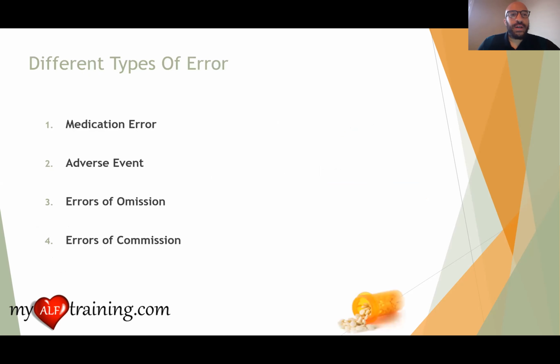So, the different types of errors. There are different names for each of these. If you look online and Google different types of errors, you'll see their different names. But these are the four that were taught to me, I'm going to teach to you. This is how they were classified.